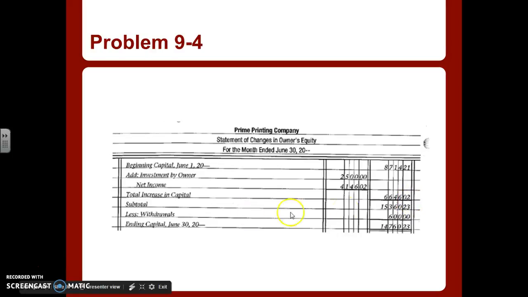That will then show us the total increase in capital, which is $6,646.02. We then have to subtract out of that withdrawals taken out by the owner, which is $600, indicating an ending capital balance of $14,760.23. So this is an example of a company that had already been in operation the previous month. Therefore, we carried over the beginning capital from the previous month.